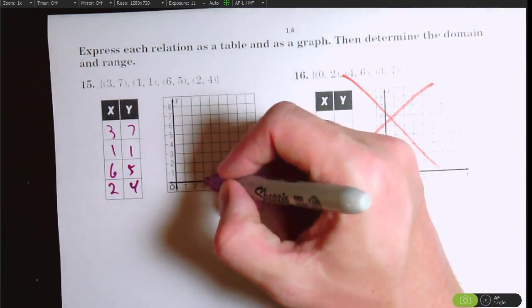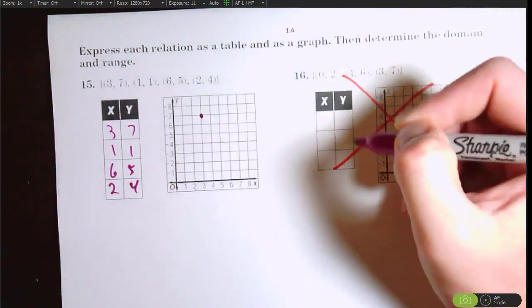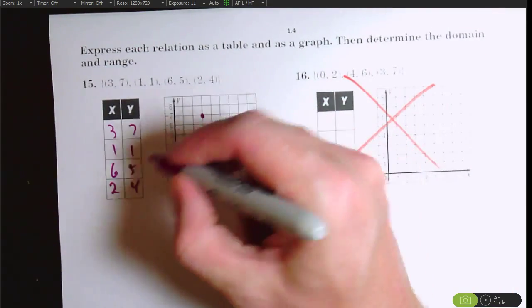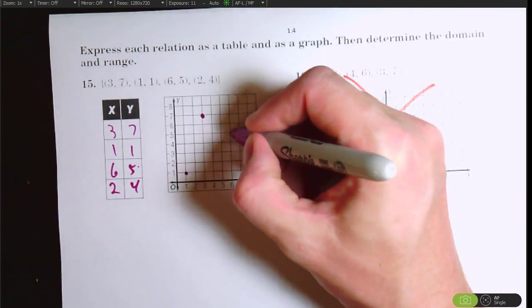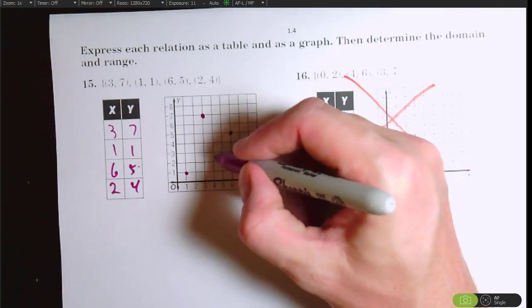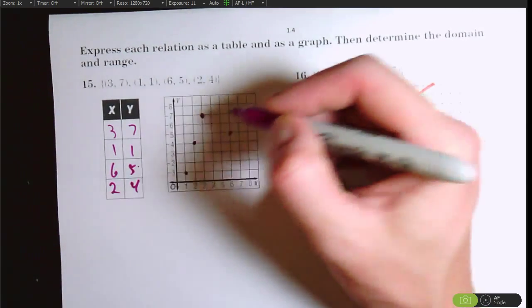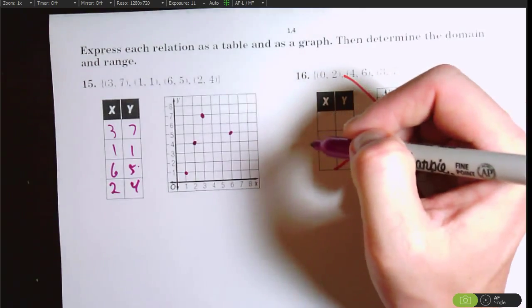So go over 3, up 7. Over 1, up 1. Over 6, up 5. And over 2, up 4. So these are my 4 ordered pairs.